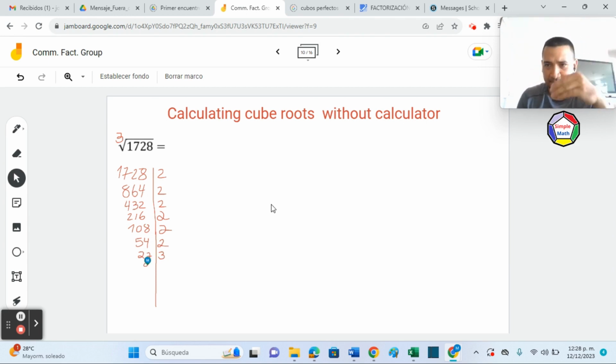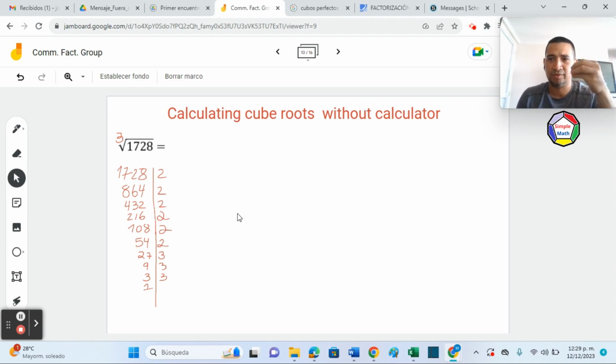So we write the answer below the 27. In this case it is 9. 9 is divisible by 3, so 9 divided by 3 is 3. And 3 is divisible by 3, so we write a number 3 here. And 3 divided by 3 is 1. And that is the prime factorization. If we multiply all these numbers, we get 1,728.